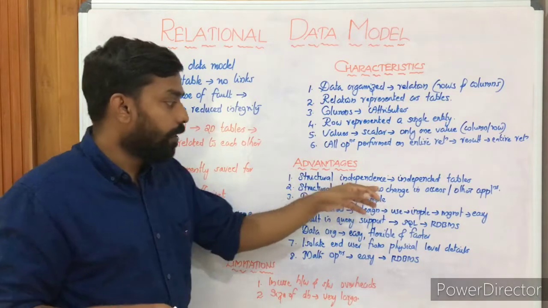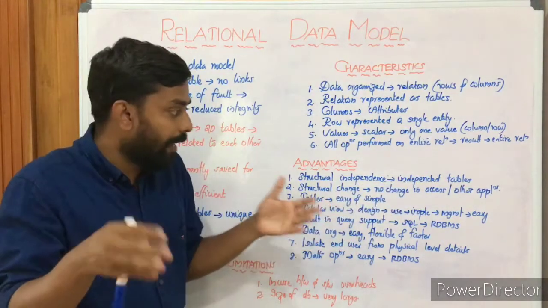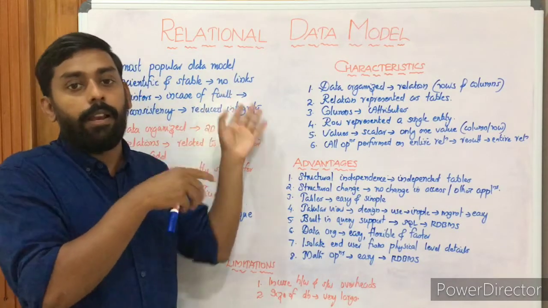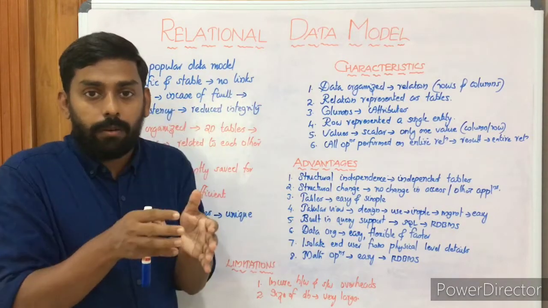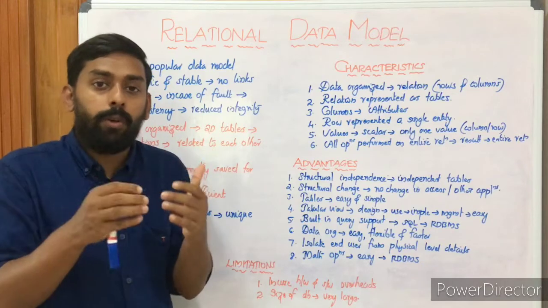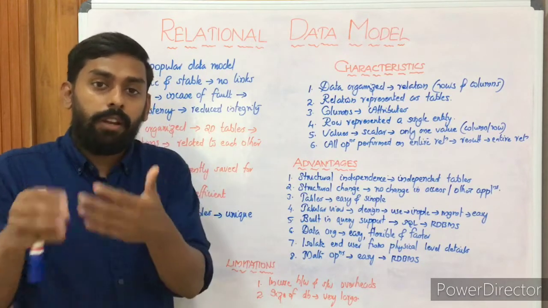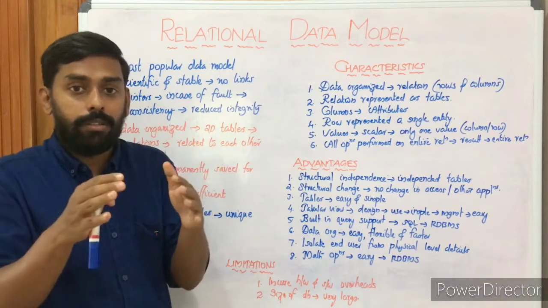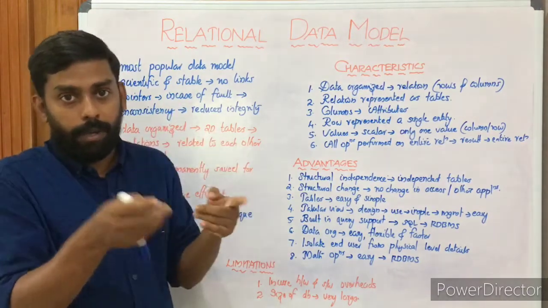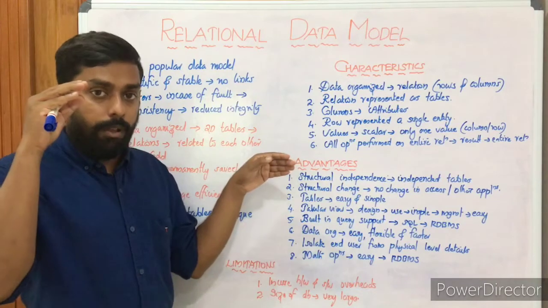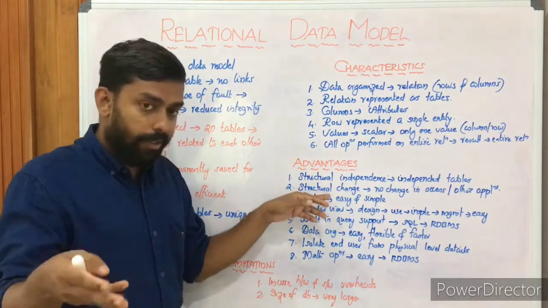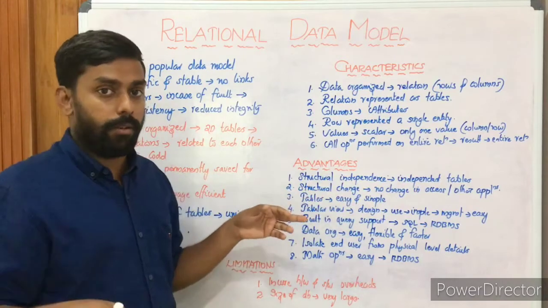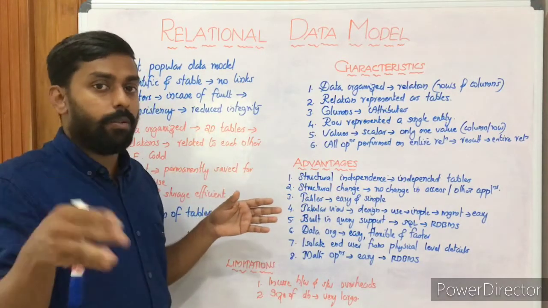Then structural change: no change in data access or other applications. As we have seen in the case of hierarchical and network models, when we change the structure or pattern, it will definitely influence all the applications which use it. But in the relational data model, when we change the structure, there will not be any problem in accessing data or in other applications.